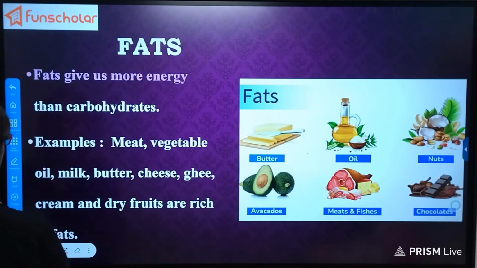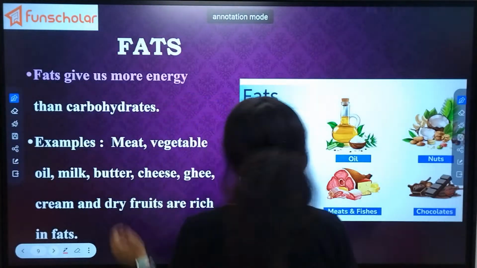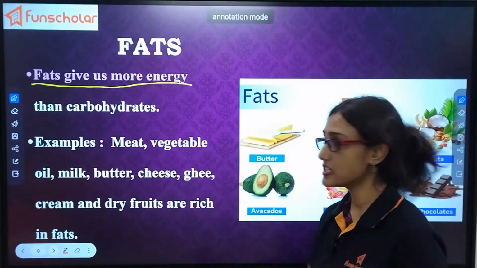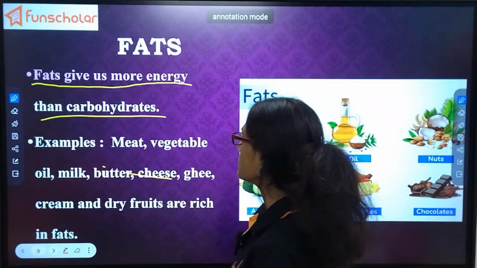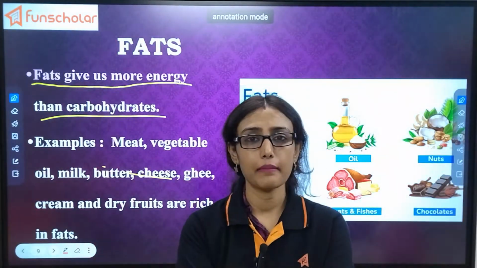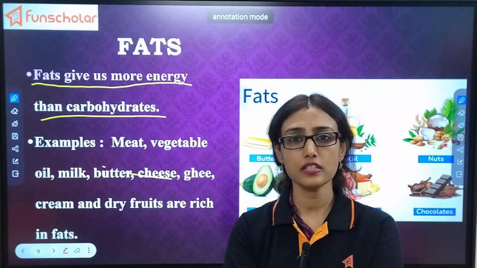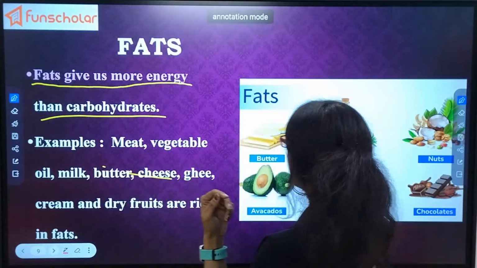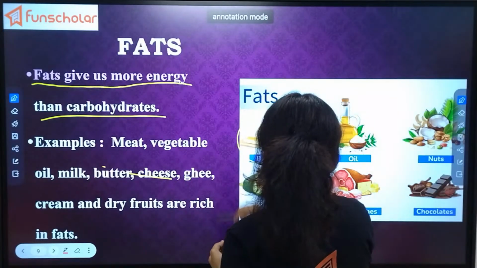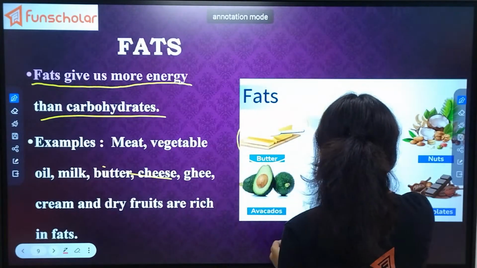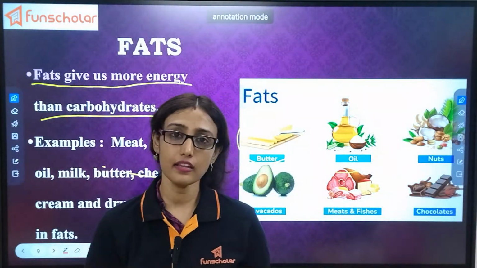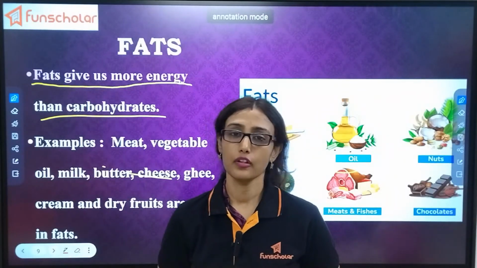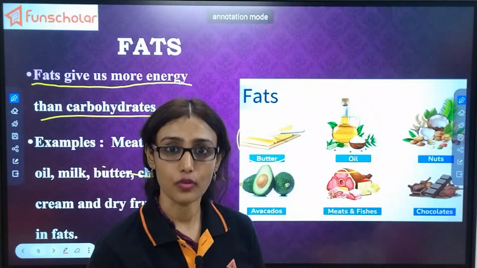Now, fat. The first line over here is written that fat gives us more energy than carbohydrate. Okay, ma'am. Then if fat gives us more energy than carbohydrate, then let's not eat carbohydrate. We will go home. We will eat only a packet of butter or we'll take 1 liter of oil every day. And then we are getting more and more energy. Then what is the use of carbohydrate? No, beta, this is wrong.